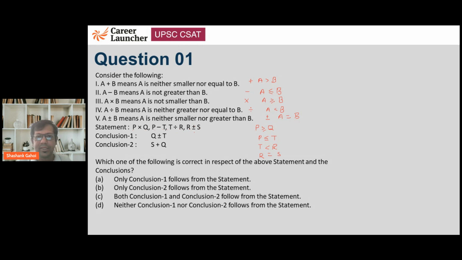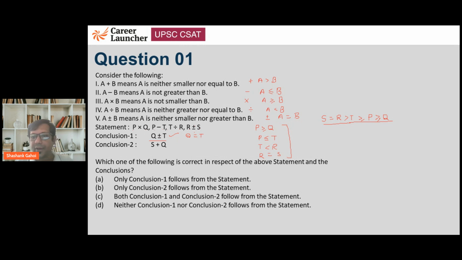So I am going to write S is equal to R, R is greater than T, T is greater than or equal to P, and P is greater than or equal to Q. I'm just writing all of them in a single statement. Now the question says, which of the following conclusions follows? Q plus minus T means Q should be equal to T.